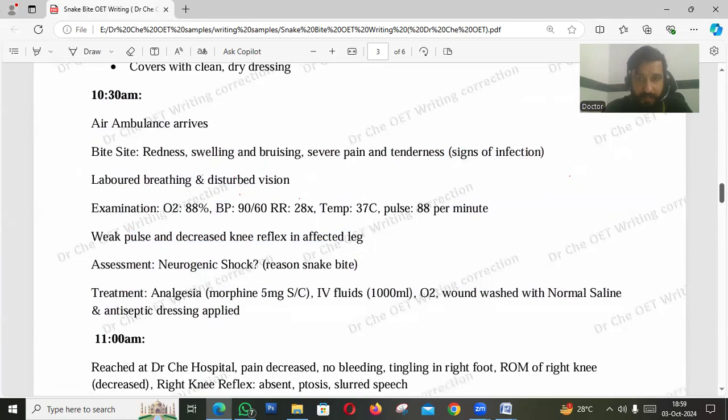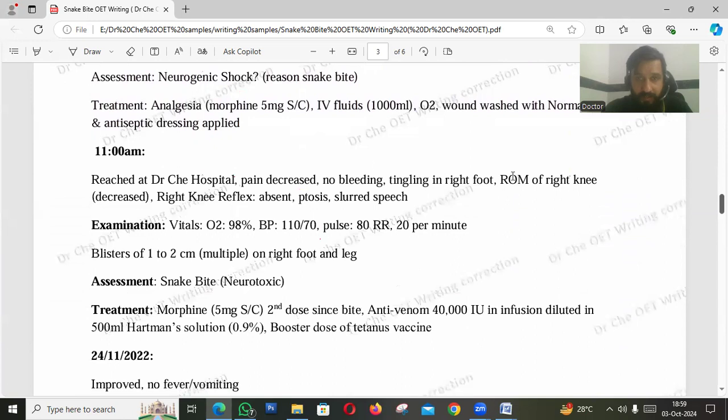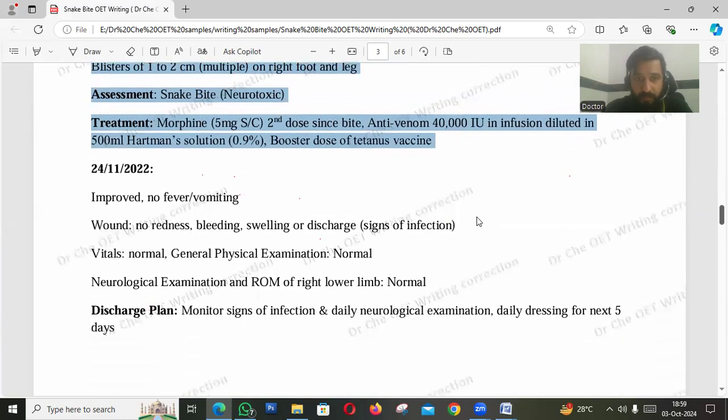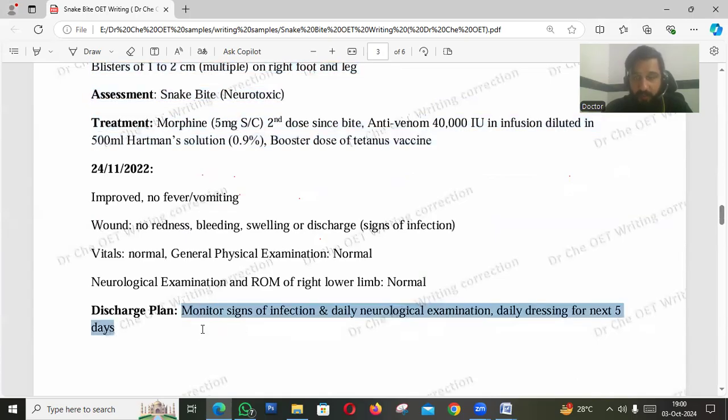The treatment. Then you are going to write about what happened at 10 in the morning in the hospital. At 11 in the morning at a hospital, what was the condition, what treatment was given. And you're going to write the discharge plan also. So how is the patient's condition today and what the reader is going to do for this patient after discharge.